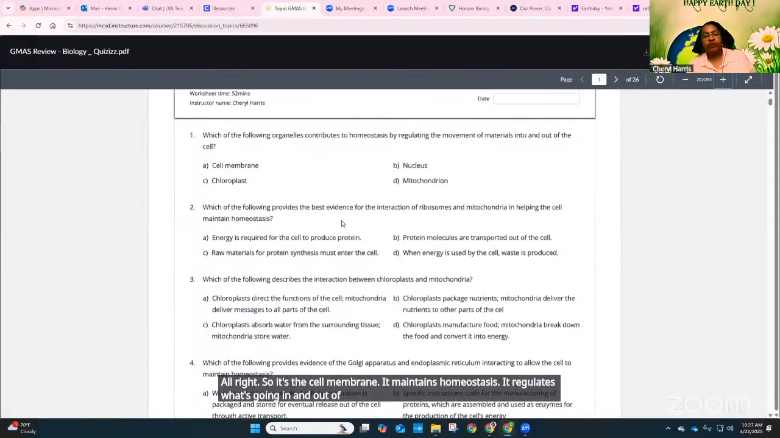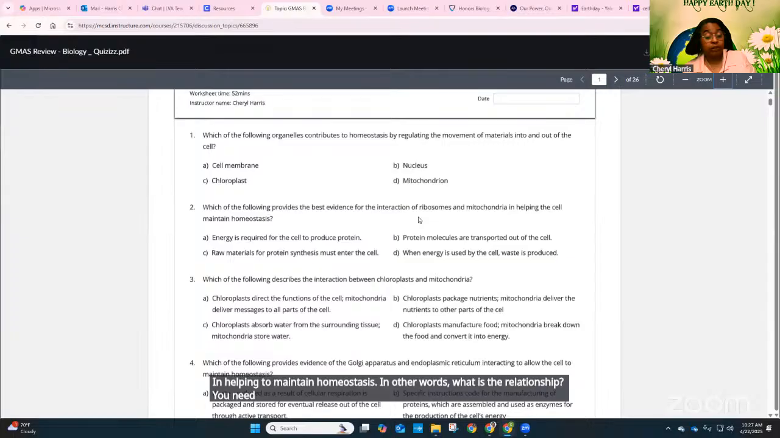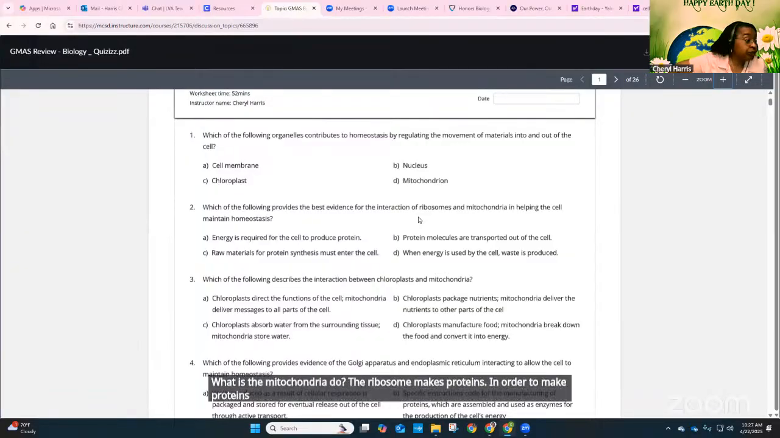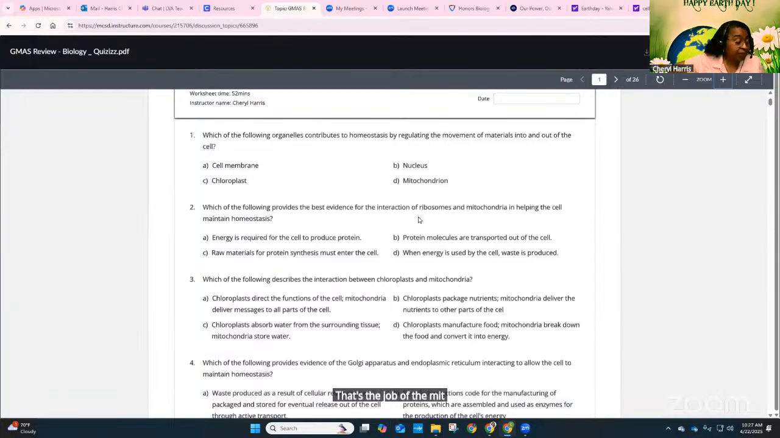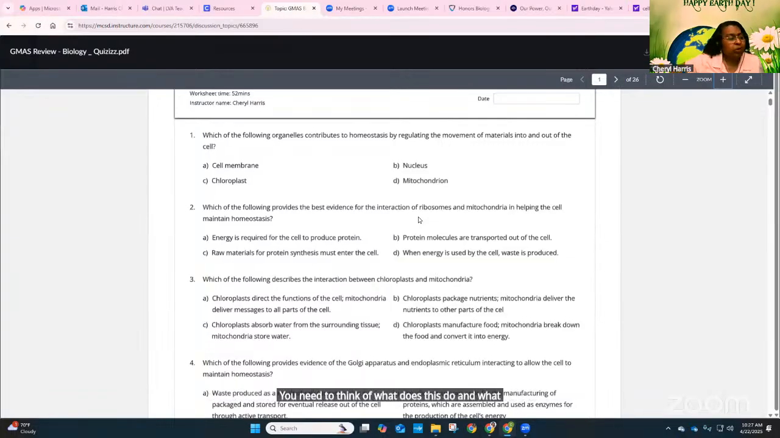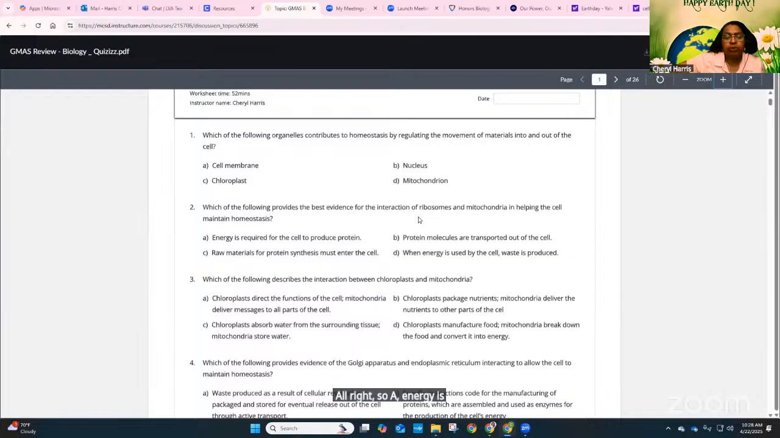It says, which of the following provides evidence of interaction between ribosomes and the mitochondria in helping to maintain homeostasis? In other words, what is the relationship? You need to know what the function of the parts are. What does a ribosome do? What does the mitochondria do? The ribosome makes proteins. In order to make proteins, you need energy. That's the job of the mitochondria. It makes energy. So A is the correct answer for this. So that's how you have to think about when they say interaction. You need to think of what does this do and what does the other one do and what do they have to do with each other. All right, so A, energy is required for the cell to produce proteins.